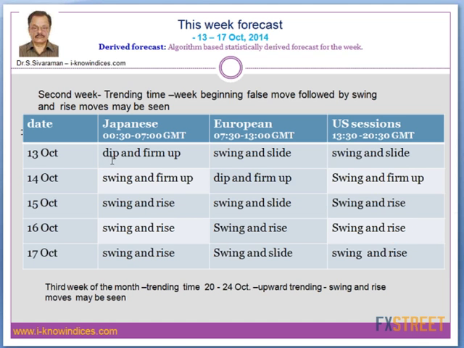So they are expected to make the firm up during the Japanese session, followed by the European session swing and slide, and the US happens to be a holiday. They are expected to make the swing and slide move in the case of Euro and GBP as the week beginning false move. Then immediately it will give the impression to the traders that we have to do a sell and buy trade. So they always try to create the market sentiment and act against the traders.